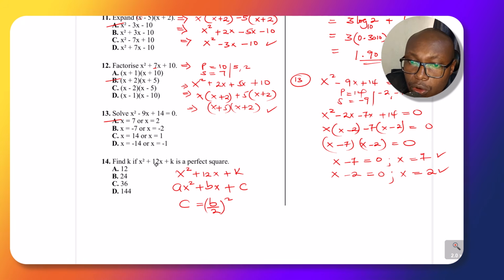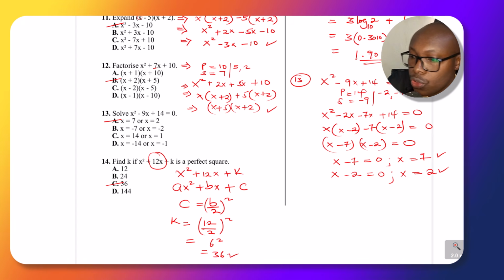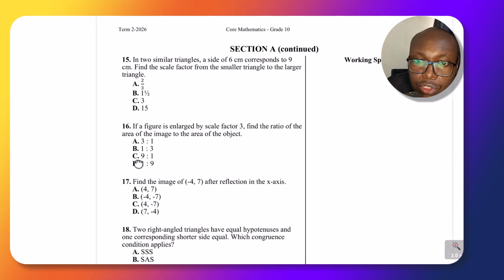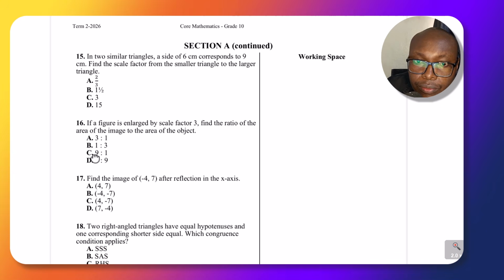So in this case, what is the coefficient of x? The coefficient of x is 12. So get half of it. So now to get k, you'll get the coefficient of x, which is 12. Get half of that and then you square. And this gives 6 squared, and 6 squared is 36. So 36 is the solution. We go to the next question. And the next question is question 15.